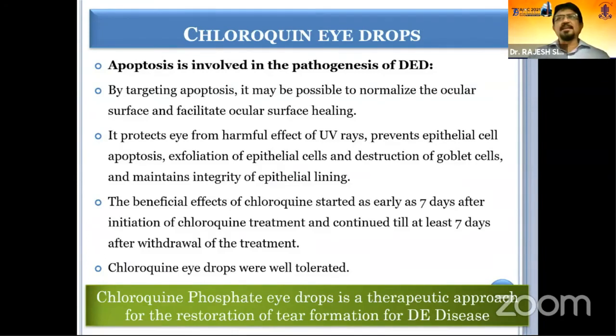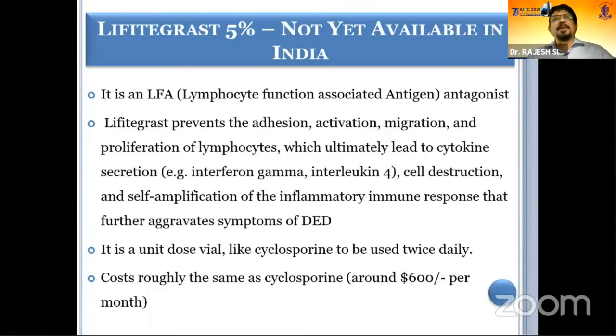A couple of studies were also done at Narayana Nethralaya by Dr. Rohit Shetty. Then I'll just move on to some newer polymers like lifitegrast and rebamipide. Now, lifitegrast is something which is not available in India, but it is a lymphocyte function-associated antigen antagonist, which prevents the adhesion, activation, migration, and proliferation of lymphocytes, which ultimately lead to cytokine secretion, cell destruction, and self-amplification of the inflammatory immune response that further aggravates symptoms of dry eye disease.